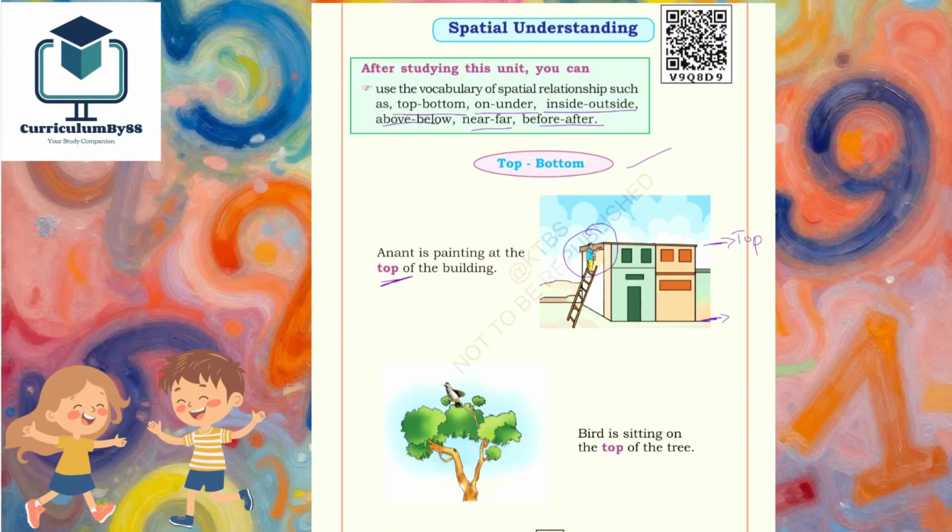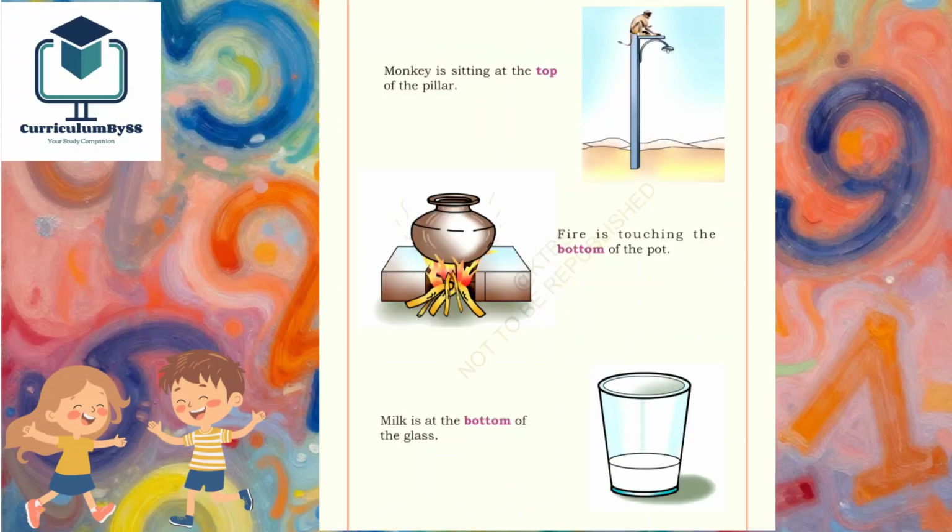Bird is sitting on the top of the tree. So, for the tree, this is the bottom and this is the top. So, where is bird sitting? Bird is sitting on the top of the tree.